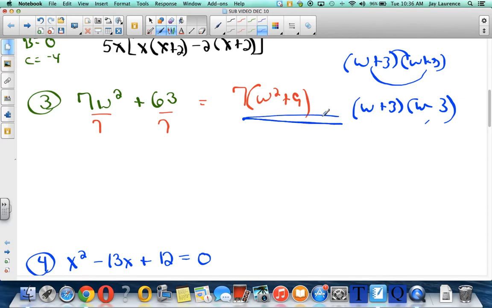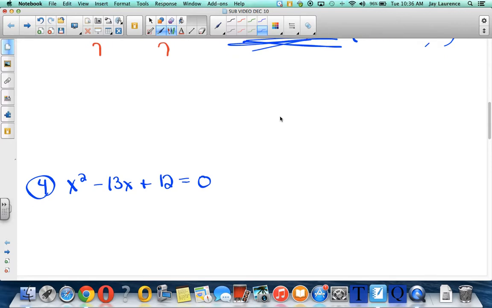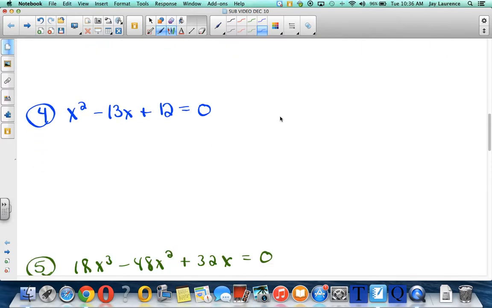This is done. It's not prime because we pull a 7 out, but the w squared plus 9 part is prime. All right, number 4, I need you to solve it. Not just factor, but solve it. So, Mr. or Madam President, please go ahead and pause the video. Here comes my solution. I see no GCF in here, so I'm going to go right to A, B, C.